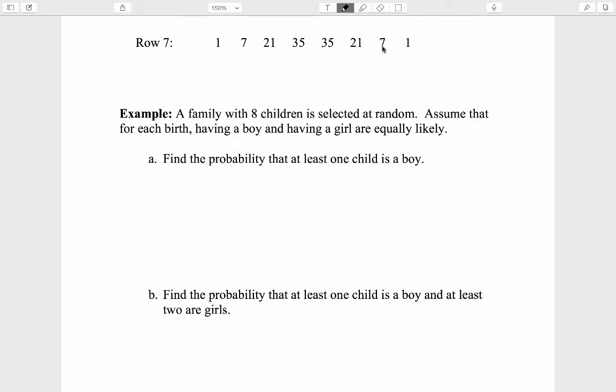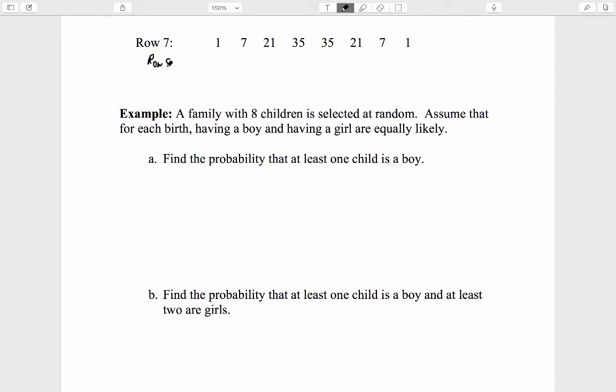We've already seen row 7 and how it gets used in some probability computations. Let's look at another example, now involving a family with 8 children. As soon as you see that now we're talking about families with 8 children, the first thing you should do is write down row 8 of Pascal's triangle, because row 8 of Pascal's triangle knows about this experiment in the same way that row 7 knew about the experiment with 7 children.